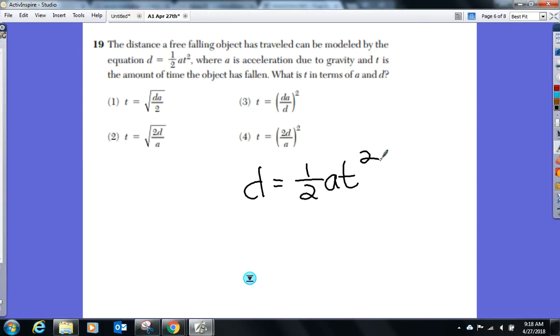I don't know if you did this or not this year. You should have, but solving for a different letter? No? Okay, Emma, thank you. The fact that they tell you the free-falling object, great. It's the equation, and which variable am I solving for here? What is t? So I need your help getting t all by itself.